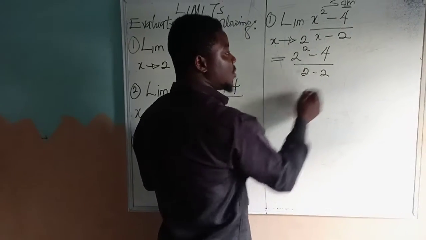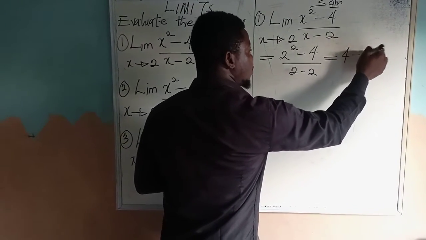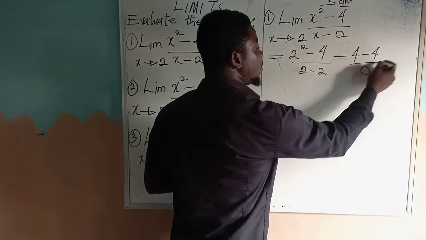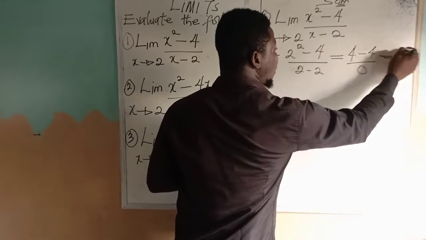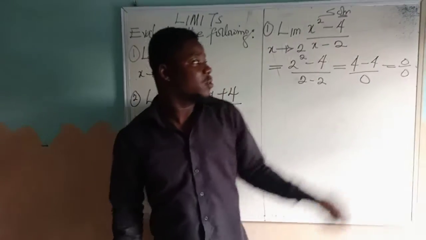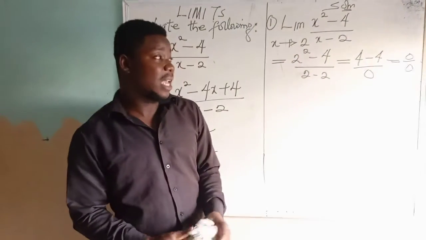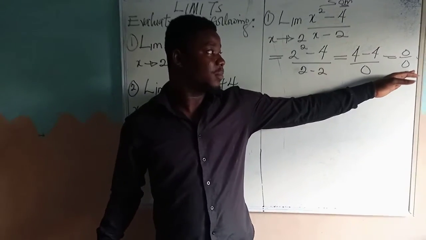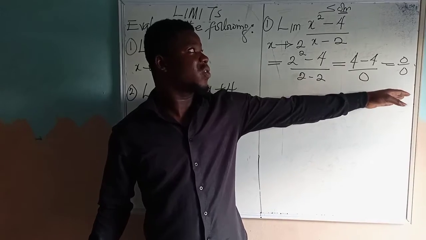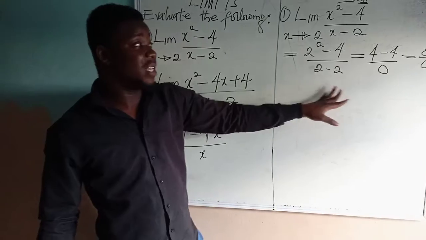minus 2 here. Of course, this will give us 2 squared is 4, minus 4, divided by 2 minus 2, which is 0. Then, of course, 4 minus 4 will give us 0 over 0. Now you see that this particular 0 over 0 simply means undefined. And when you have such a relationship in limit, all you need to do is to simplify the function before you substitute. That is the meaning of 0 over 0.